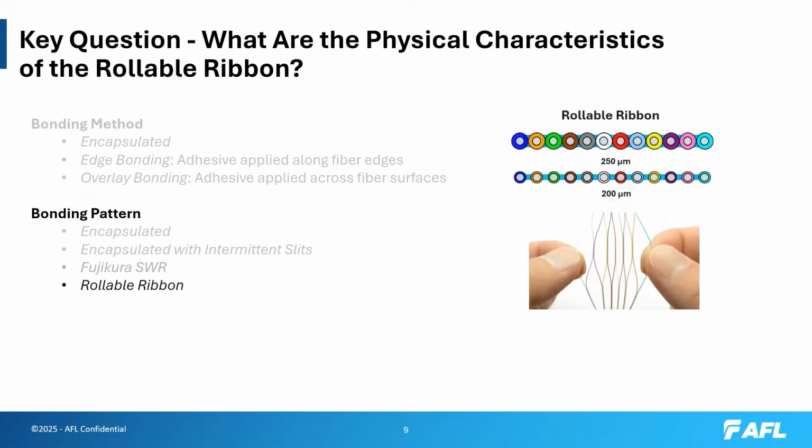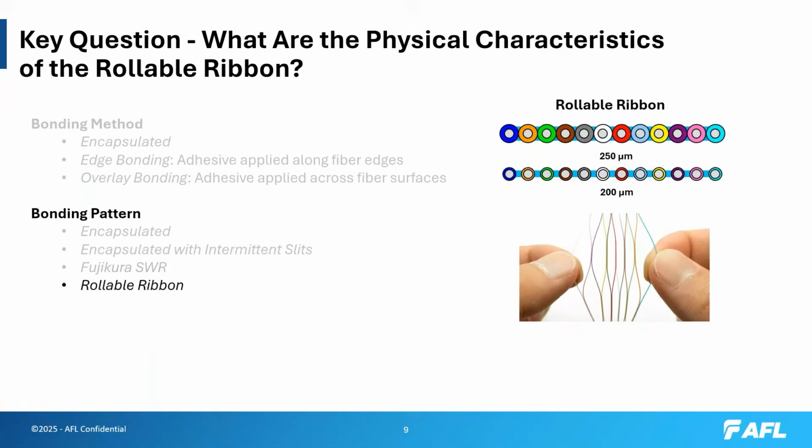Rollable ribbon. This is the pattern that you typically see. I call it a 2x2 bond where 2 fibers are glued together, but they are edge bonded, very easy to use. On the scale, I would say these are between 7 and 9, depending on the manufacturer.